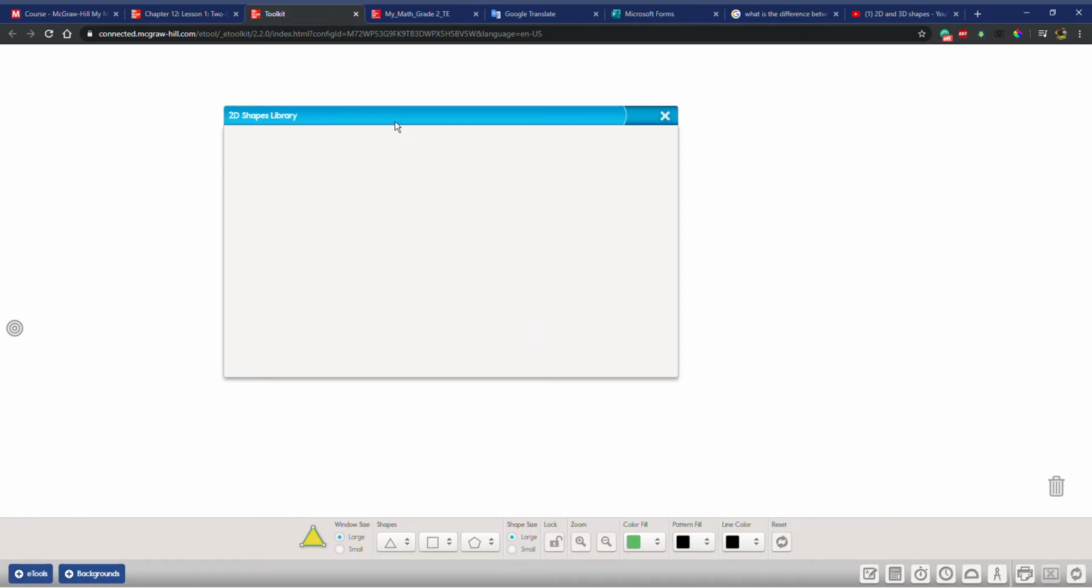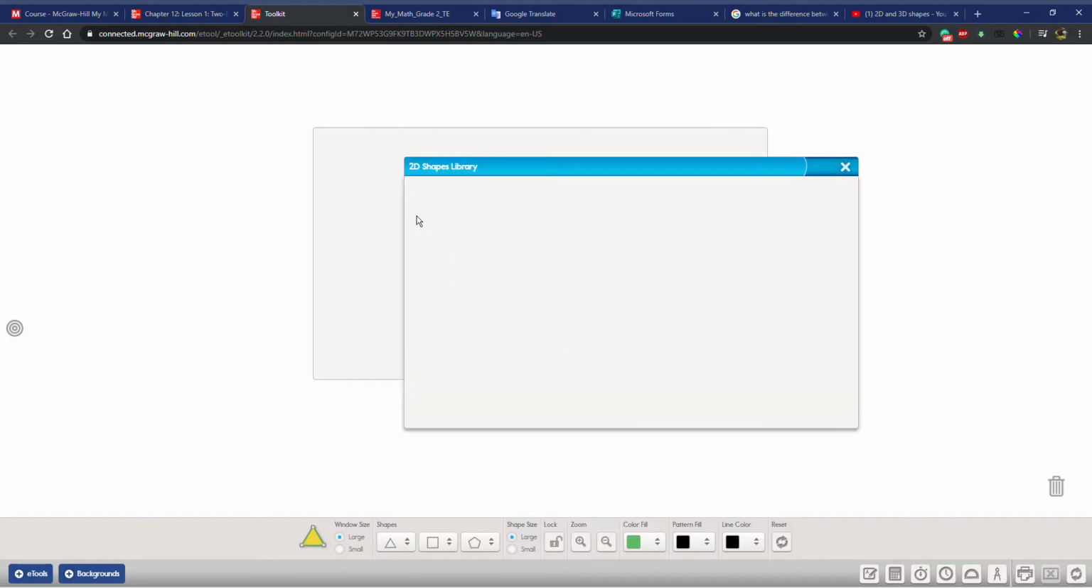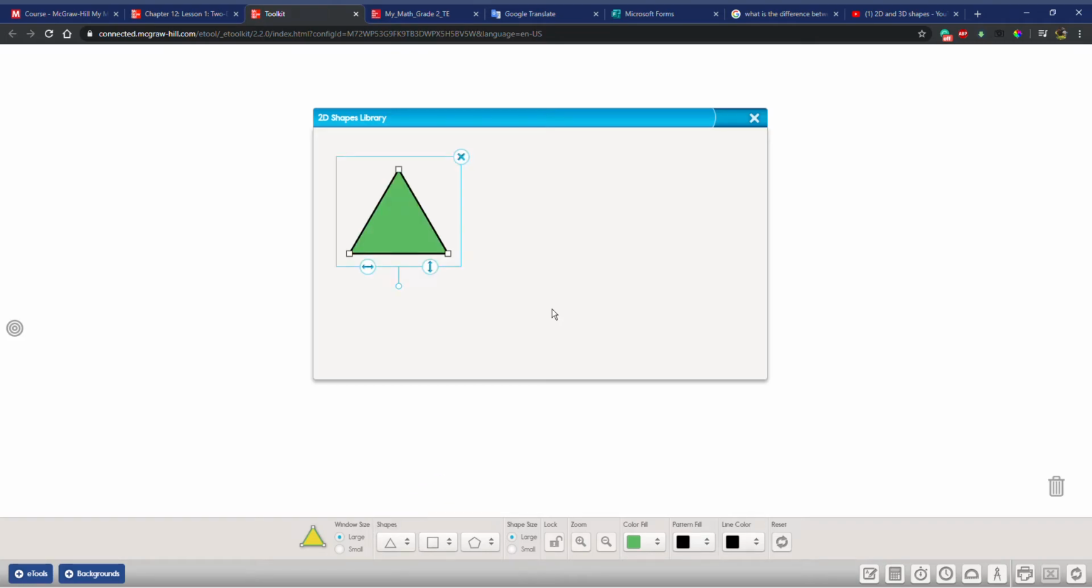Let's start with 2D. For example, this is our 2D shapes library. This is our triangle, and also this is our square. What is 2D? 2D means we are drawing the shapes in lines. We are like drawing the shape, like cutting a paper as this shape. It's something that has only length and width. As you can see here, if we hold it, we will see nothing, just a plane, just like a paper.